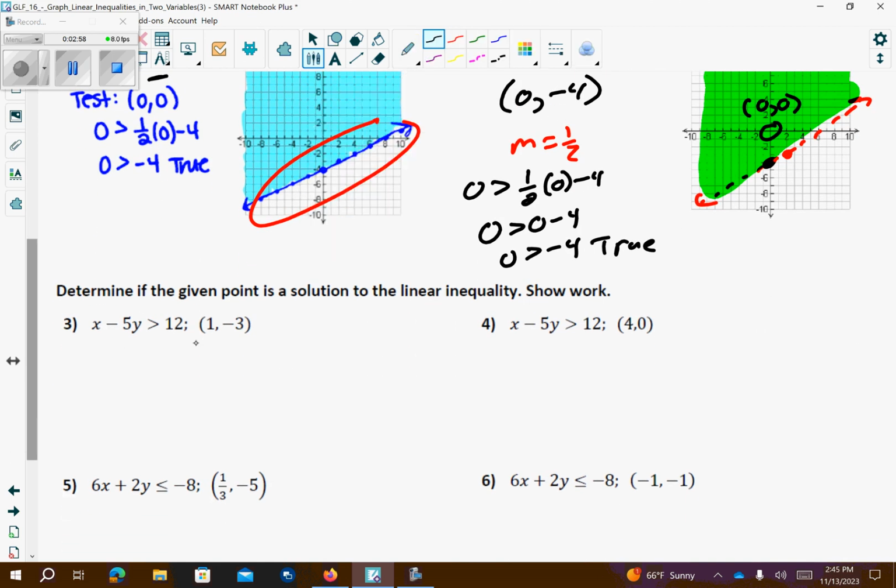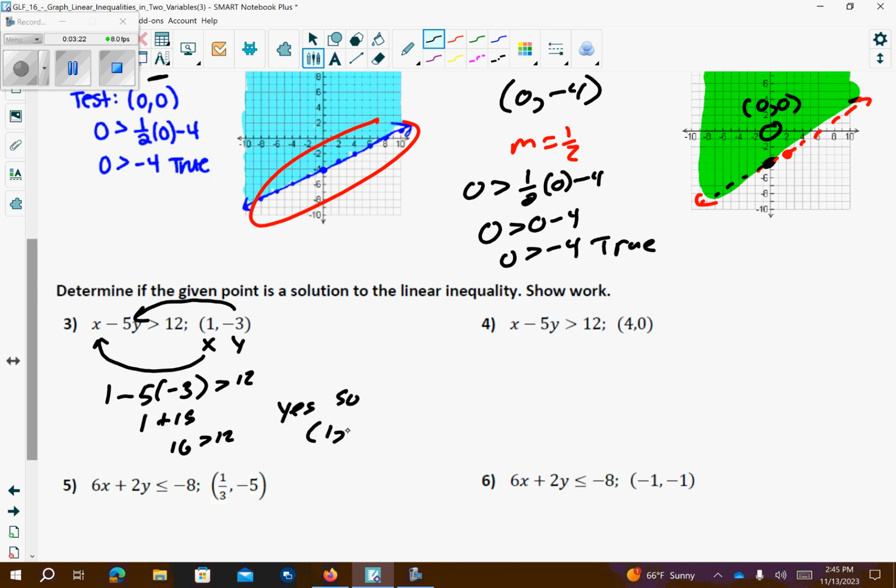Okay, I want to check to see if these points are legitimate. So that's an x and a y value. So I'm going to plug the x value in here, the y value in here. So I'm going to get 1 minus 5 times negative 3. Is that greater than 12? Negative 5 times negative 3 is positive 15. So is 16 greater than 12? Yes. So 1 comma negative 3 is a solution. It's one of many, but it's definitely one.